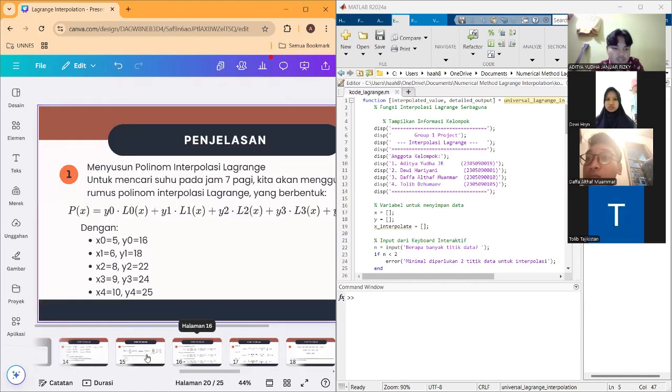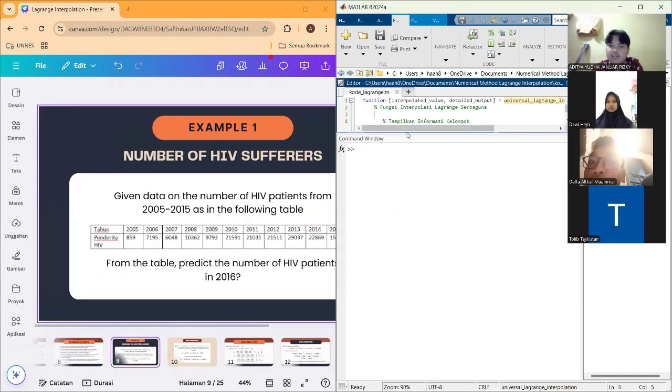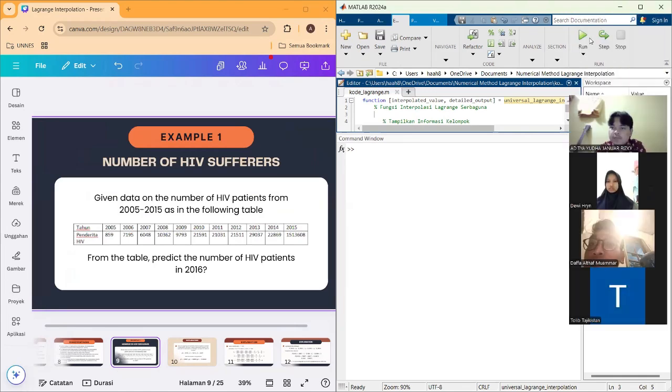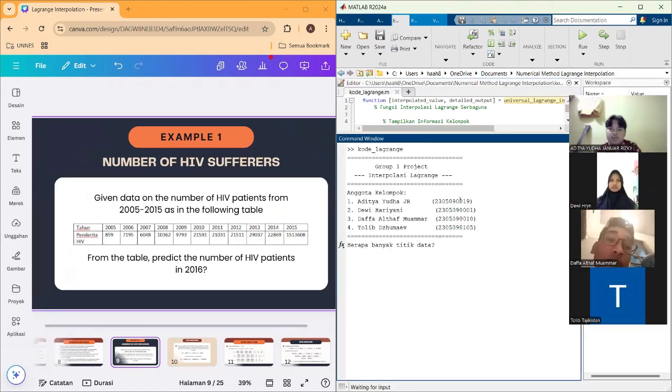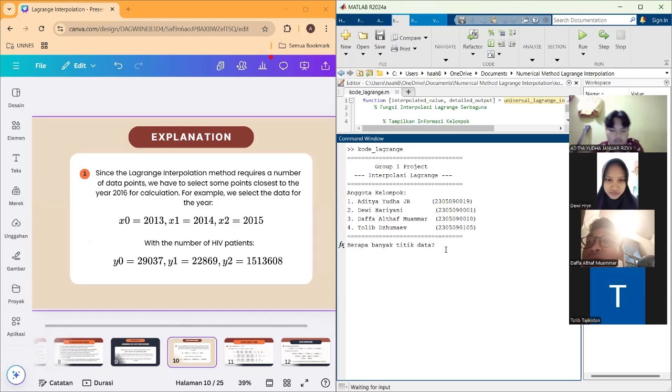But before that, as I said, we want to cross-check it, so we have to display the works, starting from the first example here. Okay, let's see. It asks how many data points there are. From Mbak Dewi's perspective, we have 3 data points: 2013, 2014, and 2015.